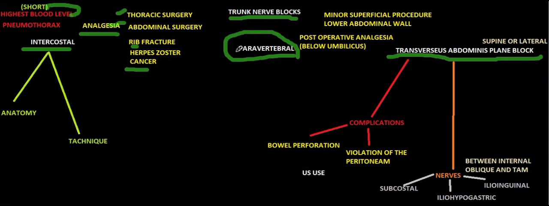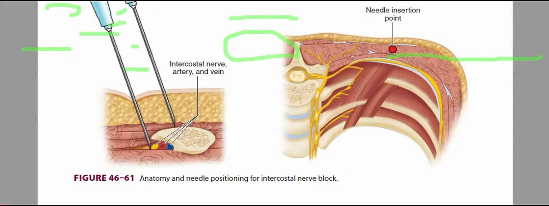Sometimes the paravertebral nerve block, the posterior approach, has replaced intercostal nerve block for many procedures. Okay, pneumothorax is another complication for intercostal nerve block. Now let's talk a little bit about the anatomy of the intercostal nerve block.